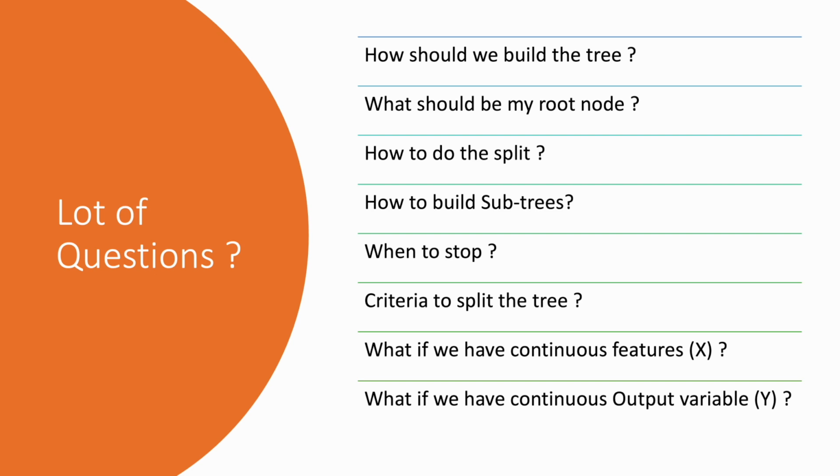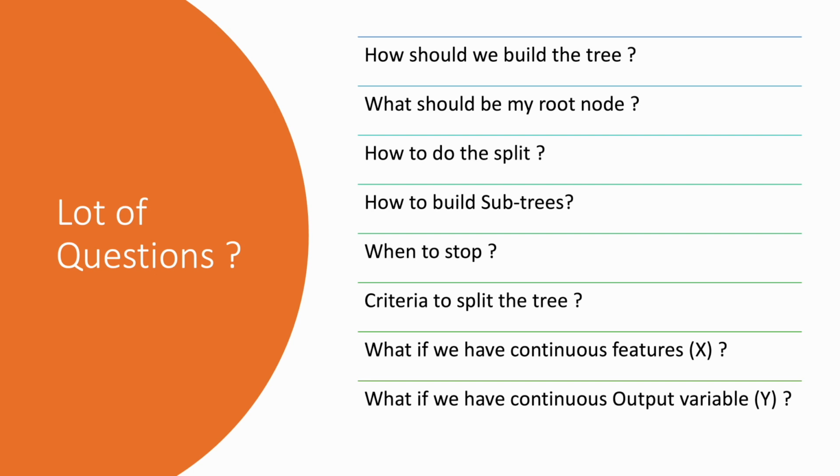What should be my root node, right? We discussed in the last video that all the features are candidates to become the root node. We have to calculate the information gain for each of the candidates or features and then select the one where information gain, or the reduction in entropy, is maximum. How do we do the split? We do the split based on information gain or reduction in entropy.